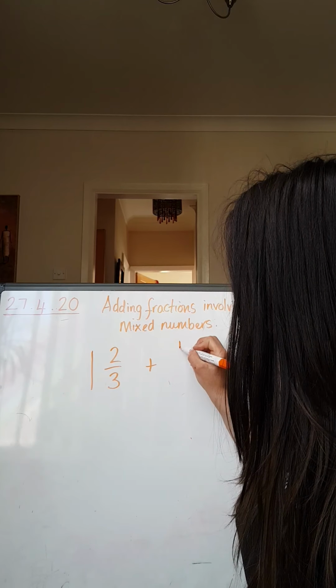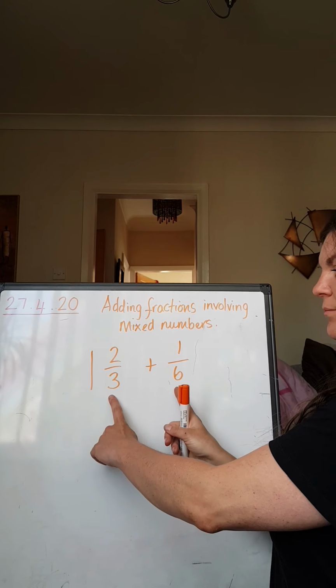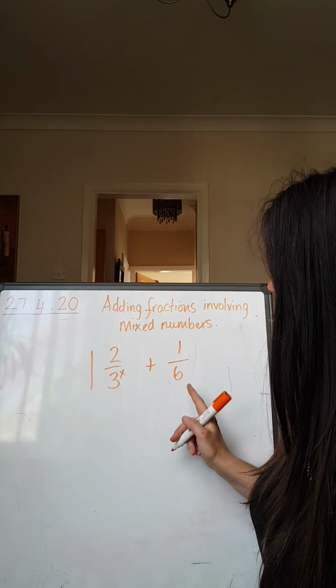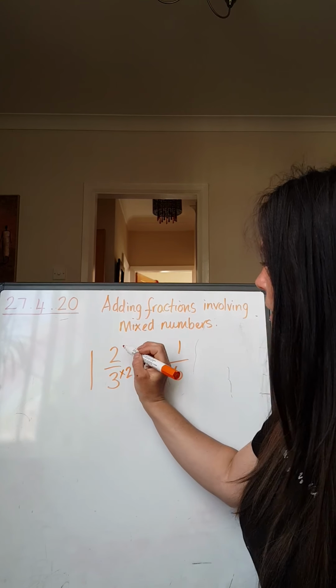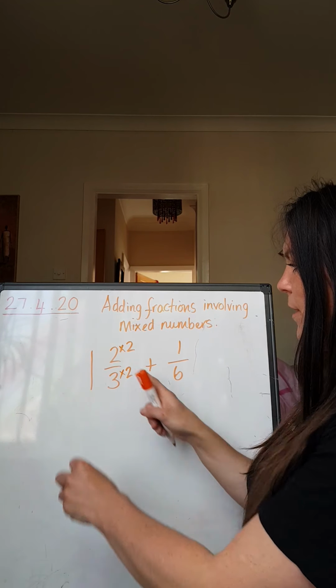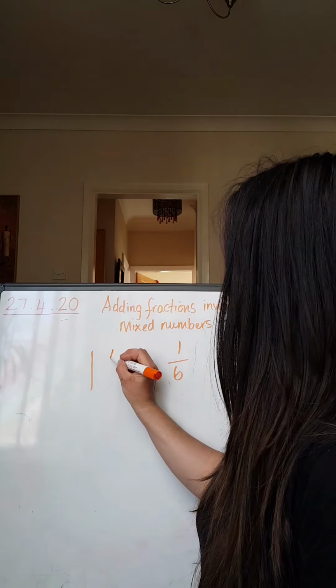And I'm adding 1/6. Why can't I do it? Denominators are different. Let's make them the same. To turn 3 into 6, I need to times it by 2. Do the same to the top. What's the new fraction? It's going to be 4/6. So let's write that down.